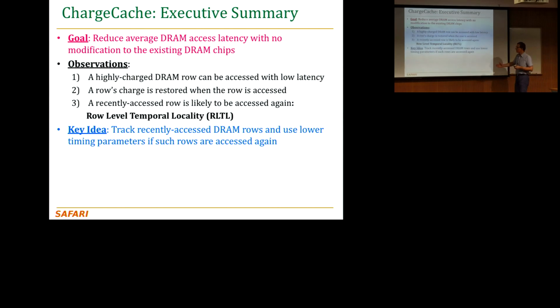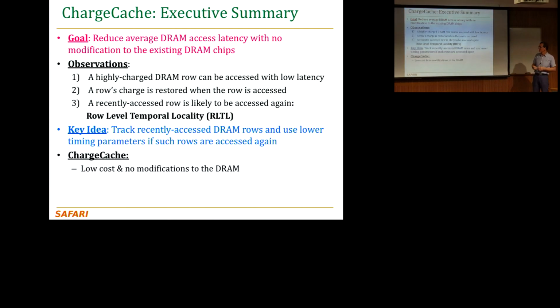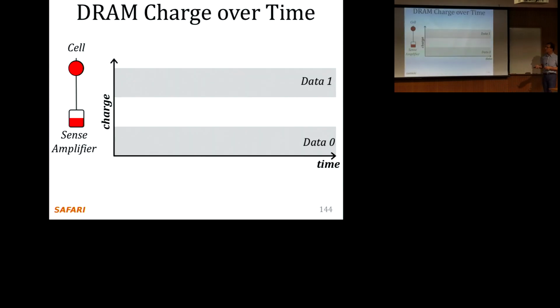And the key idea, if you have these observations, is you track recently accessed DRAM rows and use lower timing parameters if such rows are accessed again. We call this the ChargeCache. It has low cost and no modifications to the DRAM. You just need a table in the memory controller. And you get high performance and lower DRAM energy at the same time.